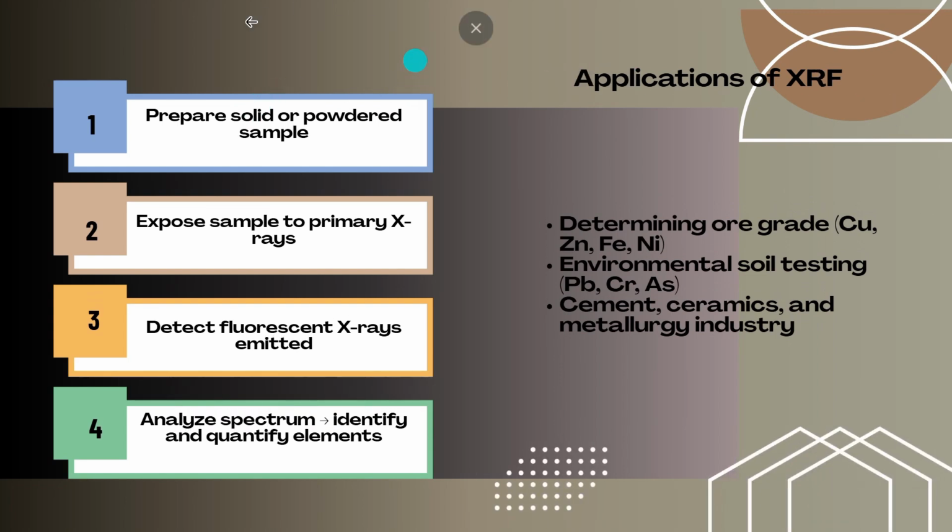First is to prepare the solid or powdered sample, then expose the sample to the primary X-ray, and then detect the fluorescent X-ray emitted. And lastly, analyze the spectrum and identify and quantify its elements. XRF is widely applied in determining ore grades such as copper, zinc, and iron. It is also used in environmental testing of heavy metals and in industries such as cement, ceramics, and metallurgy.